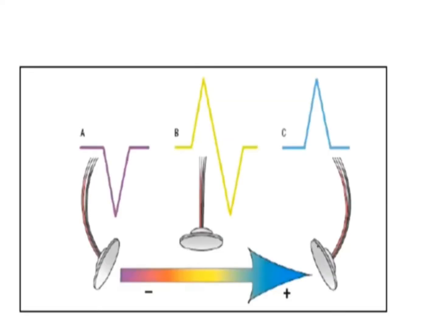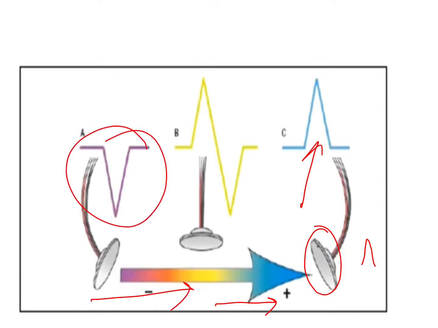We have already discussed this slide in the previous lecture: whenever a positive charge comes towards a lead, the ECG change shown in that lead is a positive deflection, as depicted here. Whenever a positive charge moves away from a lead, we get a negative deflection. If any lead is placed perpendicular to the vector, we get an initial positive wave and then a negative deflection.